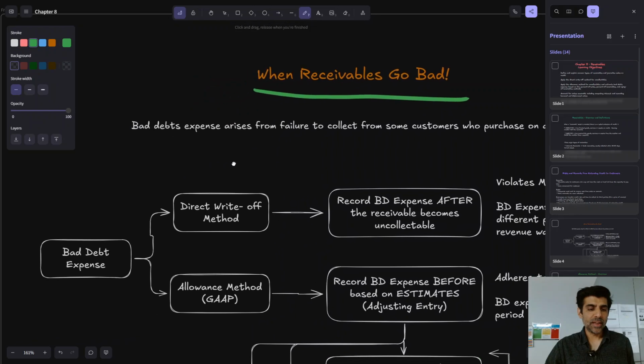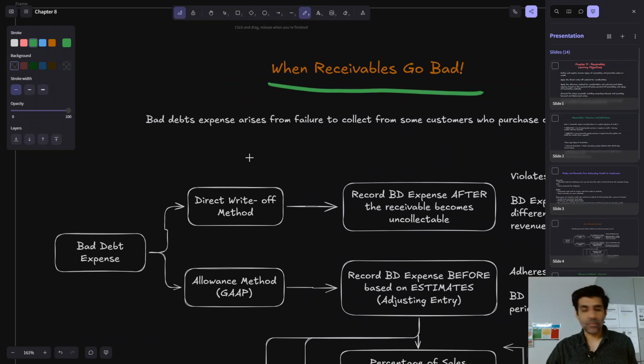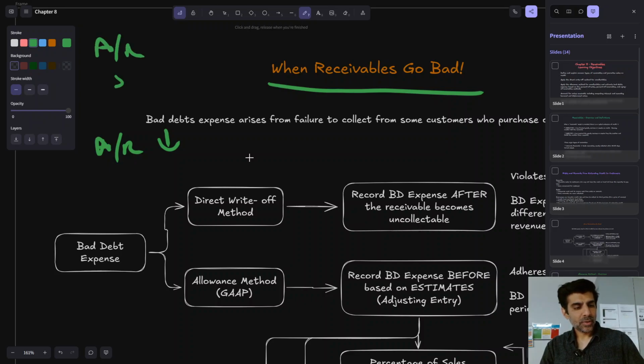Well, there needs to be a couple of things. For one, the accounts receivable asset needs to go down. And remember, you initially recorded some sales revenue, right? You had accounts receivable, sales revenue.